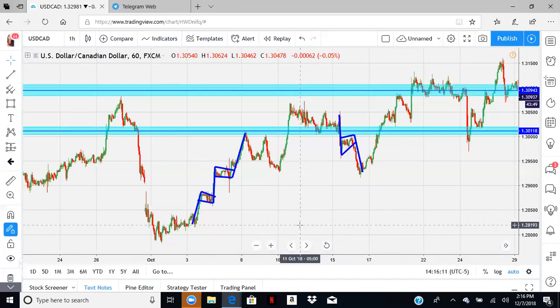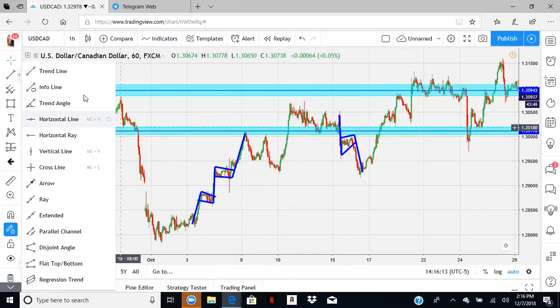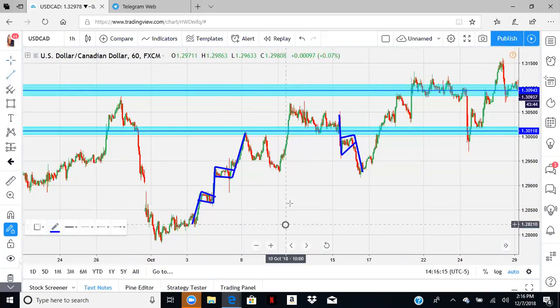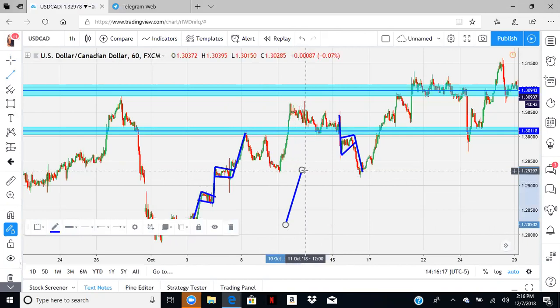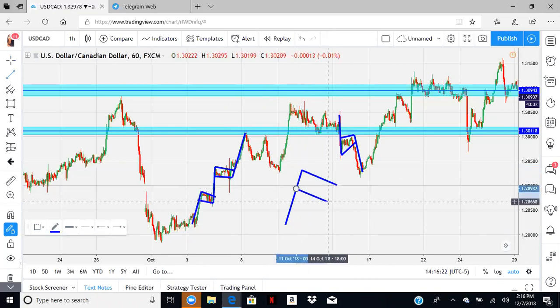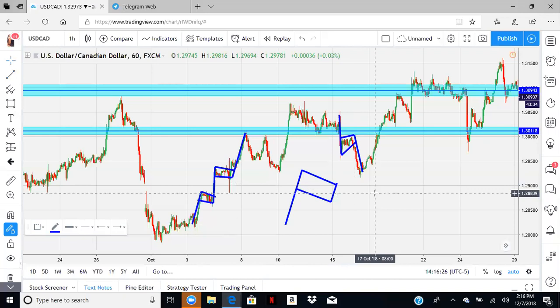The reason they call them flags is because it's literally like a pole and the flag. It literally looks like a flag. That's why they call them flags.